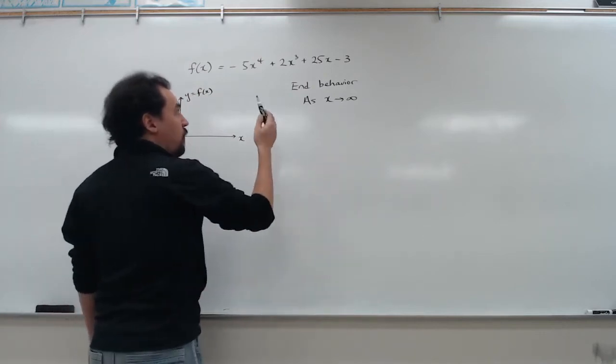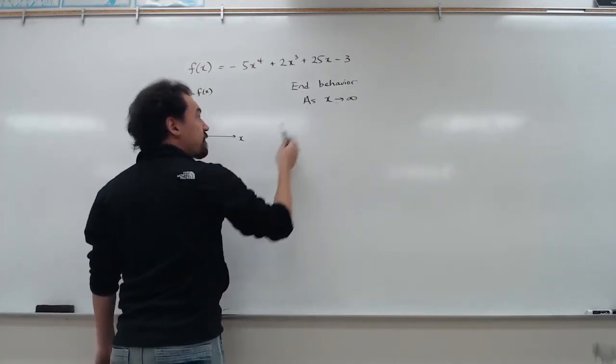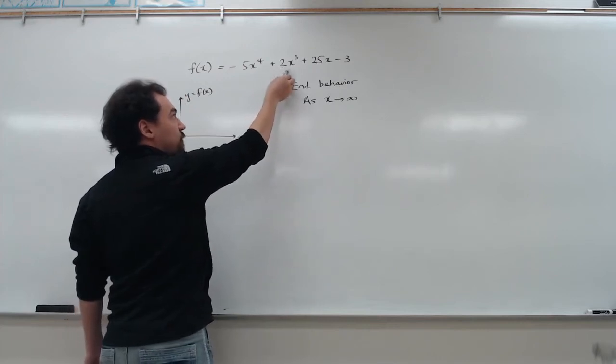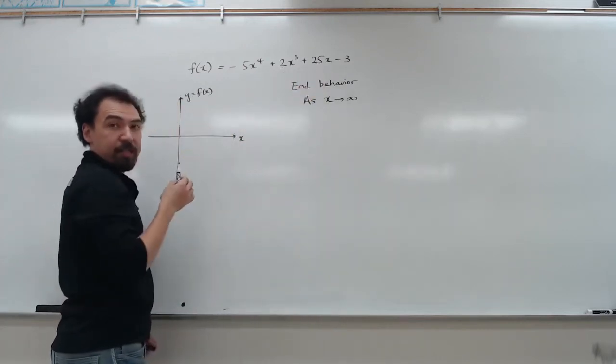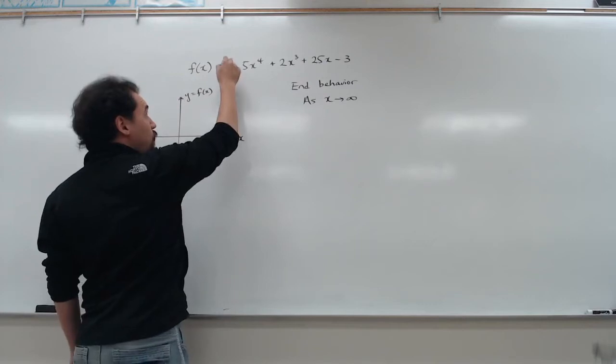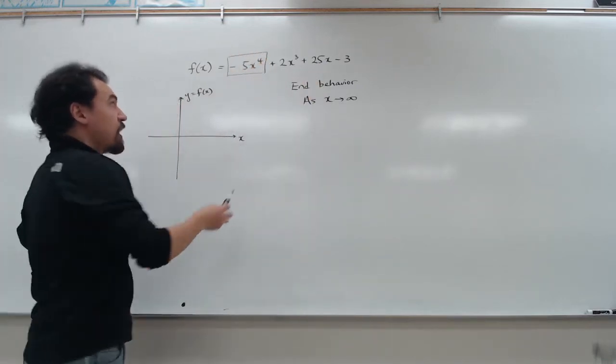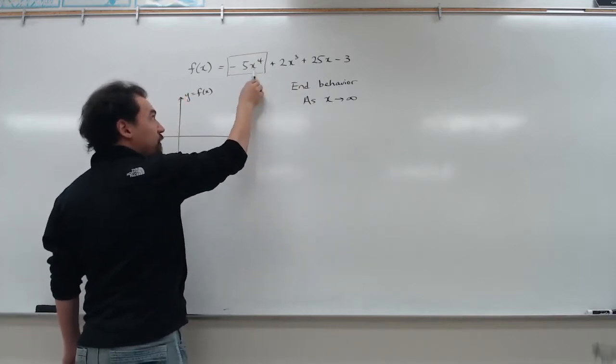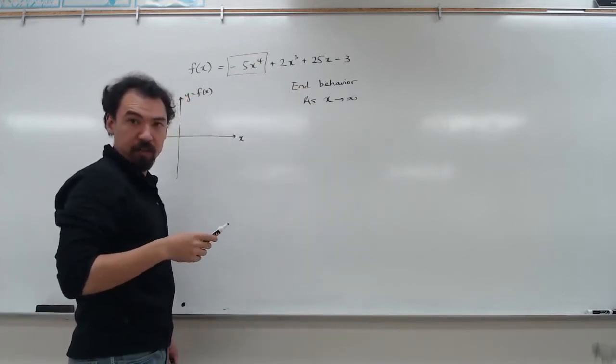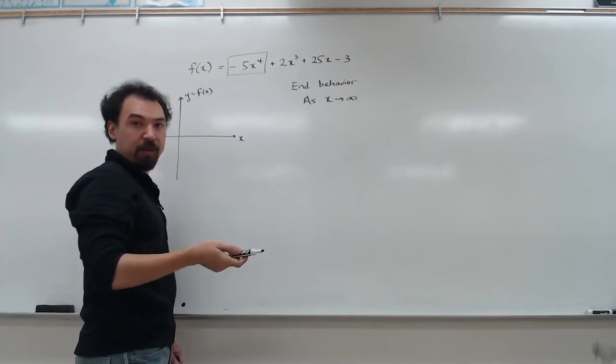Well, we've already decided that as x becomes a very big number, the contributions of all the powers except the biggest power don't matter as much. So really, I'm only looking right here and I'm ignoring the rest. So as x becomes a very big positive number, a positive number to the fourth is still a positive number, a very, very big positive number.